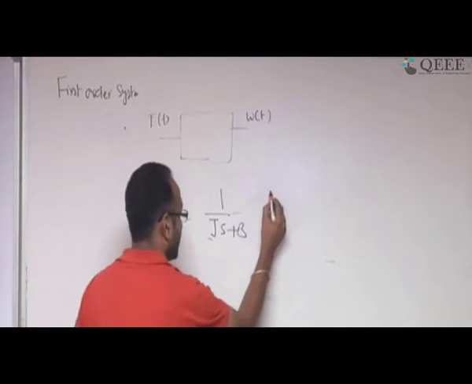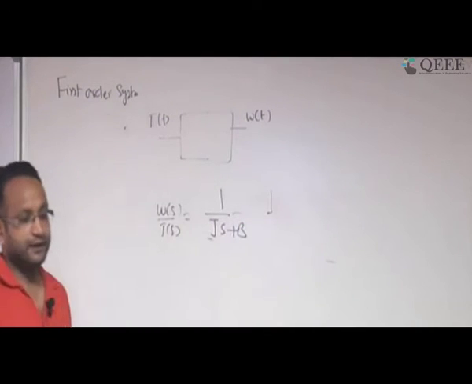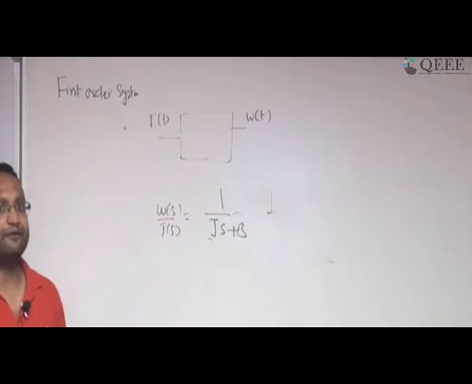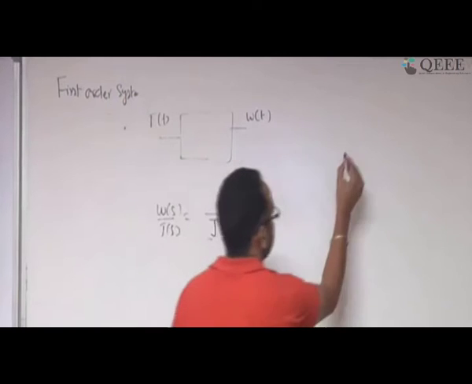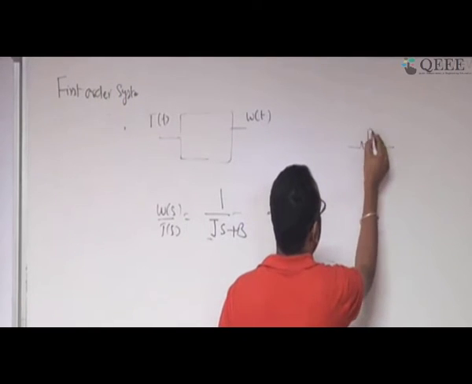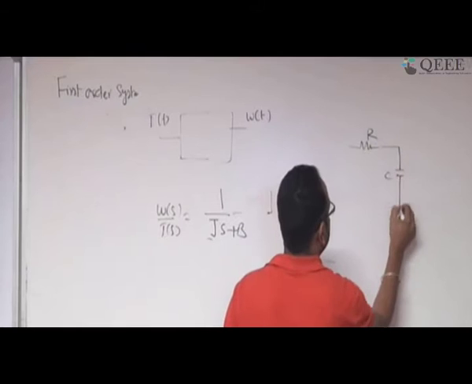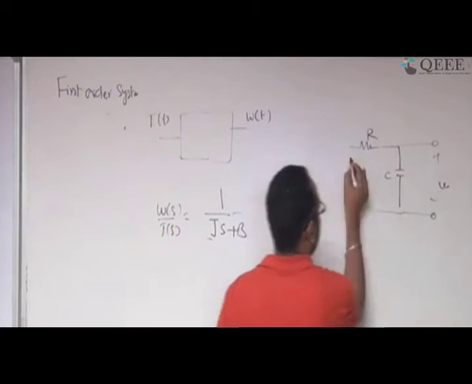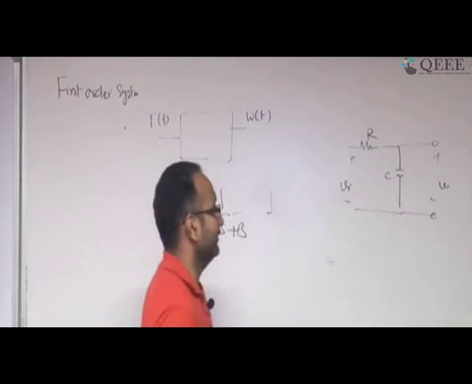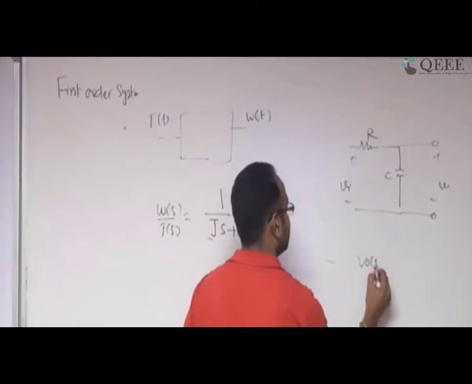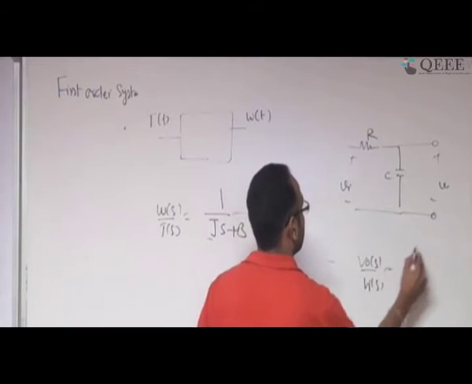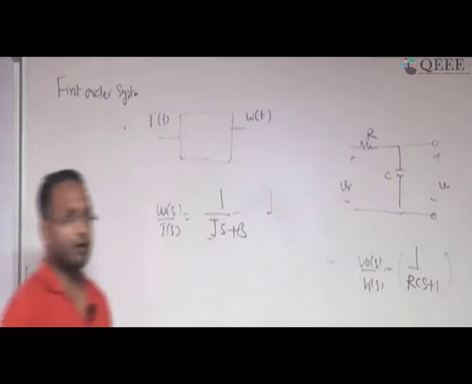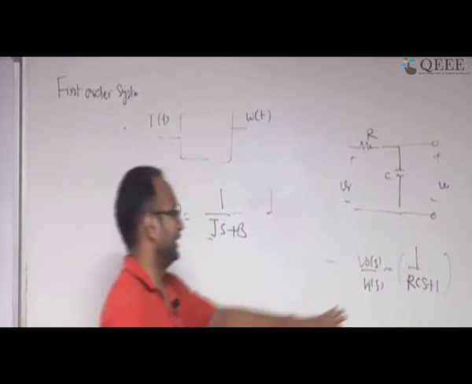So this is the example I took: a mechanical system which gives a first order system. You can also take another example, an electrical circuit with a resistor R and a capacitor C. If you measure the output at this end and the input at this end, and solve it, it is V0(s) divided by Vi(s) equals 1 by RCs plus 1. All of you have studied that in a very fundamental electrical course.